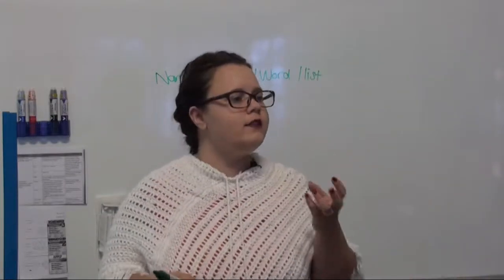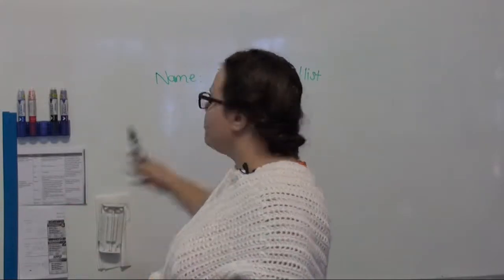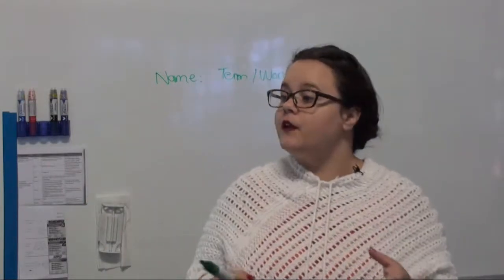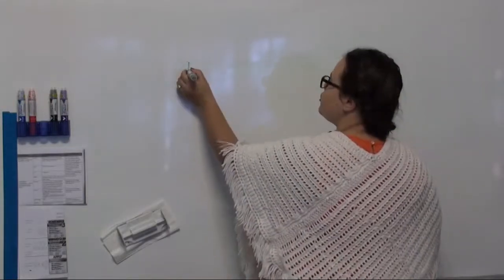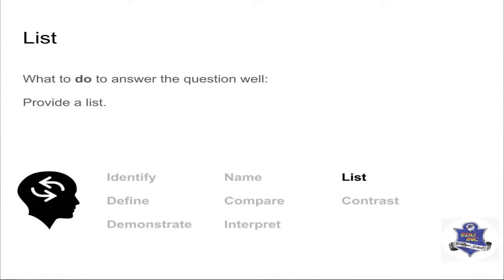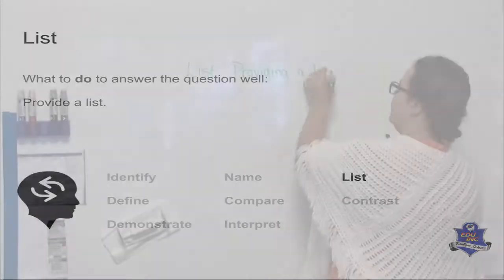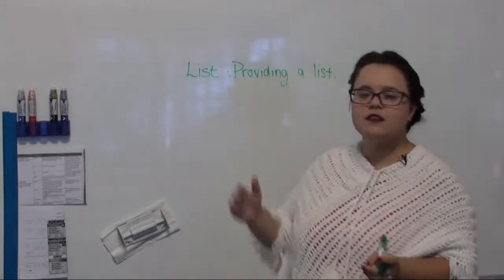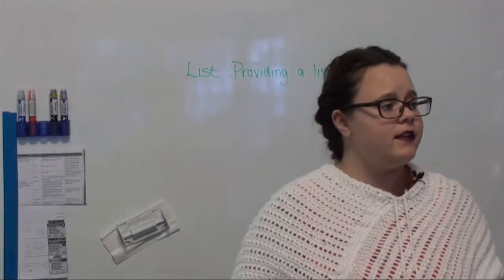You're just recalling the information, which is why this verb would be placed under cognitive level 1. The next one that you could encounter would be to list, okay? And when they're asking you to list something, you would not be explaining a term or even providing a word. When they ask you to list something, you are essentially doing exactly that. You are providing a list, okay?